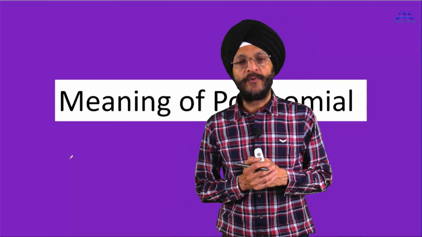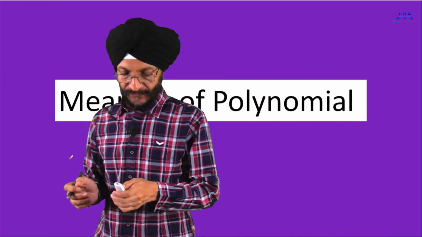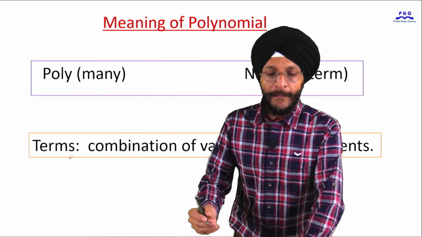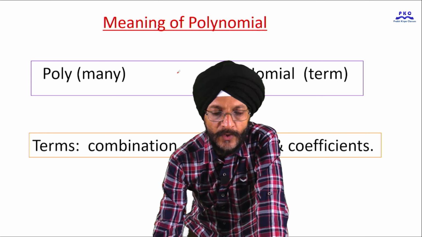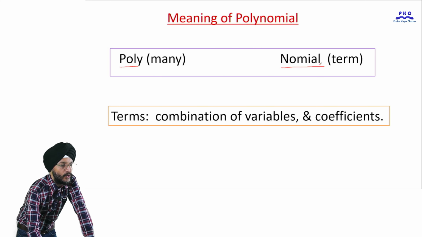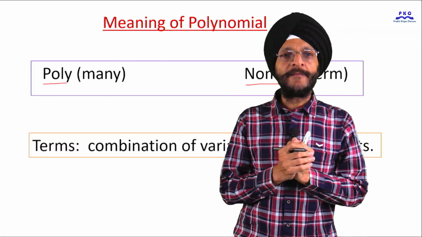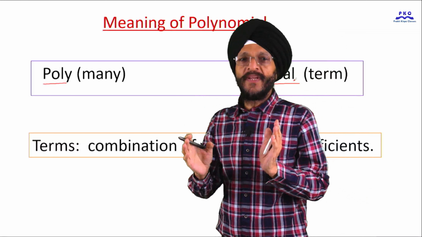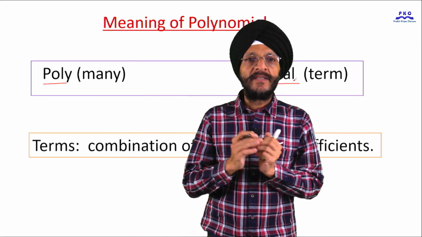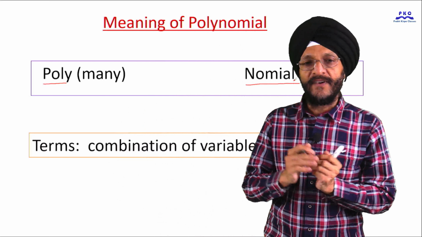Now the topic before us is meaning of polynomial. Polynomial word consists of two words, poly and nomial. Poly means many and nomial means term. So polynomial means many terms. So now the question arises, what is the meaning of term?